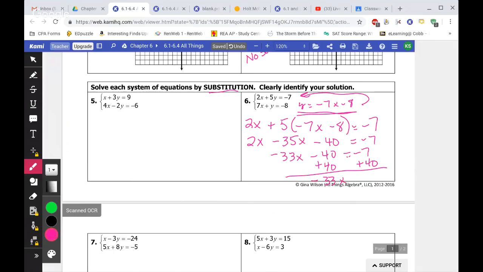Negative 33x equals a positive 33, because when I combine a negative 7 and positive 40, I get a positive 33. Now I'm going to divide both sides by negative 33, and I get x equals negative 1.